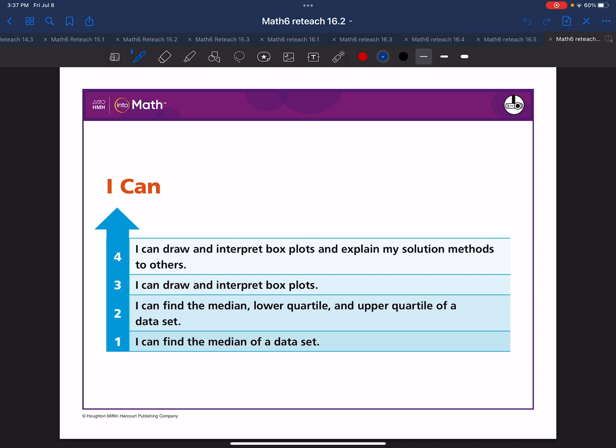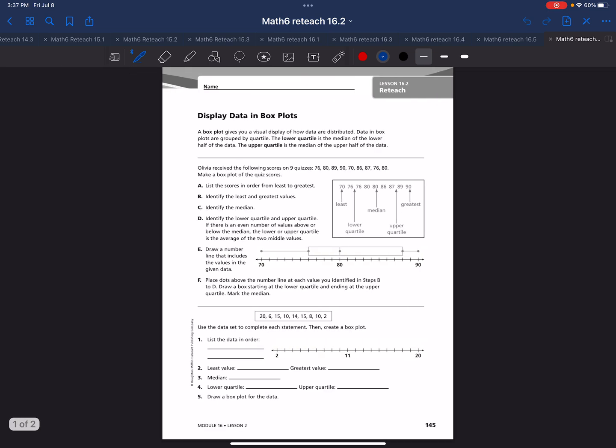Today we will review 6th grade math lesson 16.2. This lesson will cover how to display data in box plots. Here's your I can statement. I can draw and interpret box plots and explain my solution methods to others.